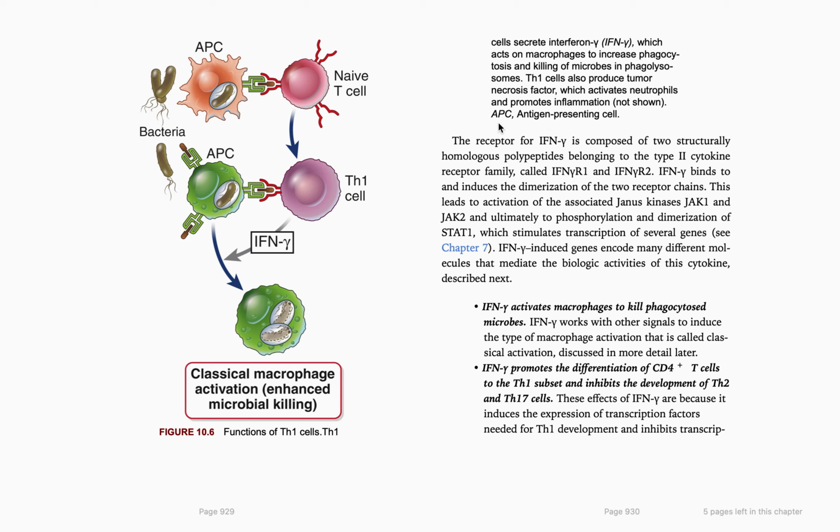Not shown here, but this is what is happening. So we have an antigen presenting cell, the dendritic cell, that has ingested the bacteria, then it activates the naive T cell. The naive T cell, which is activated, produces interferon. The interferon activates this one to undergo the process of killing.